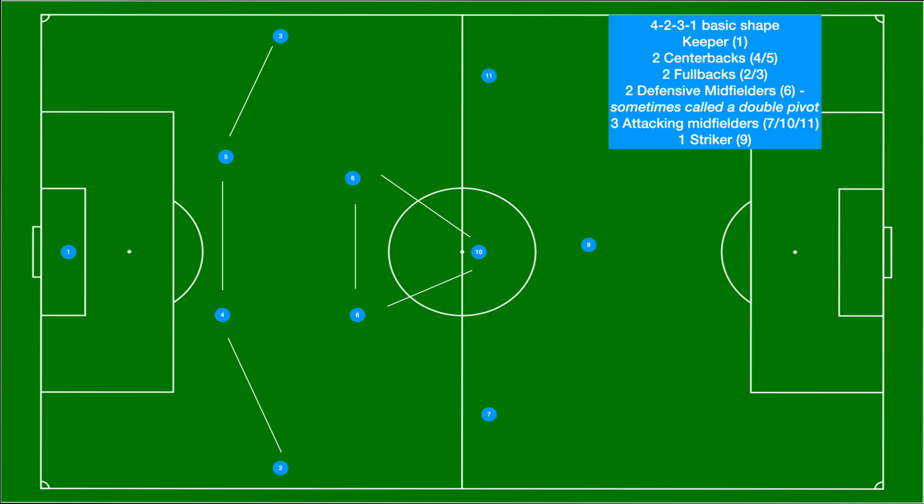The 4-2-3-1 basic shape is like this: one keeper, two center backs, and two fullbacks to make a back four, two defensive midfielders, sometimes called a double pivot, that makes the two, three attacking midfielders, the 7, 11, and the 10, and one striker. You can see the important relationships here between the back four and the triangle of the midfielders in the middle. This is an important concept throughout this formation and is good to keep in mind as we go forward.